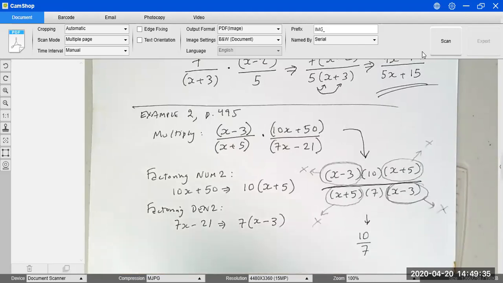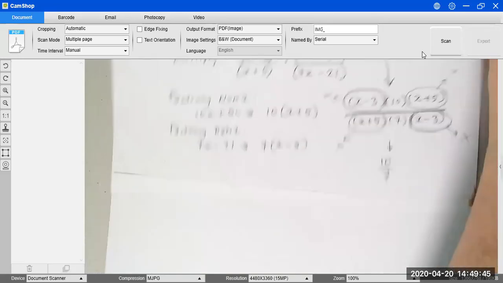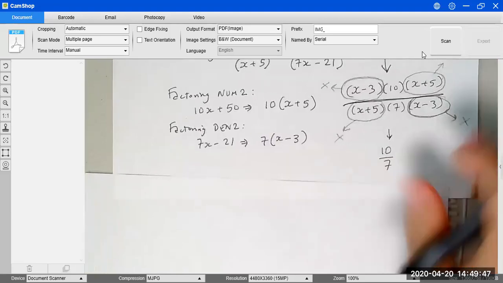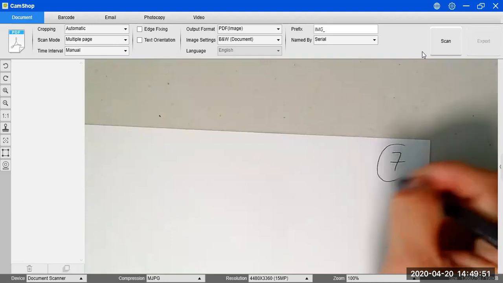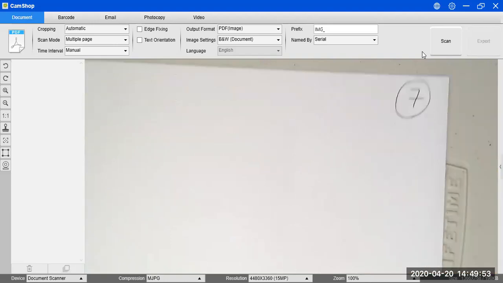So let's work more problems. Let's see, I have 4 more problems. So we have a lot of work to do. So let's work now one more case. So we have now example 3.